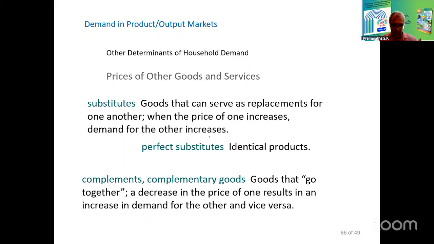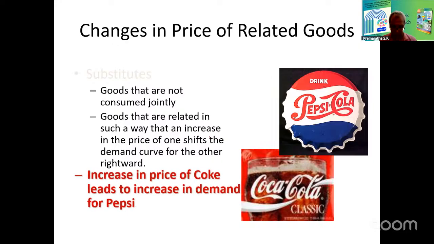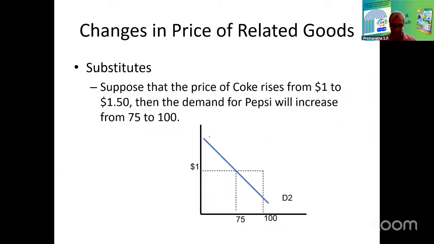And the price of other goods change, substitute and complement. What happened to the demand? So example like here, Pepsi and Coca-Cola. In this kind of case, you should be able to visualize and draw the demand curve, how it shifts upward or backward. Such situation, you should be able to do that.